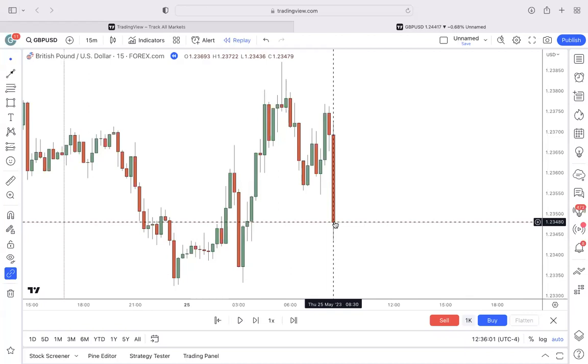If you don't see nothing, then you do nothing. Because when the algorithm is going to do something based on the PD array matrix, it's going to show you. And the hardest part about all this is just waiting for them to show you, okay?